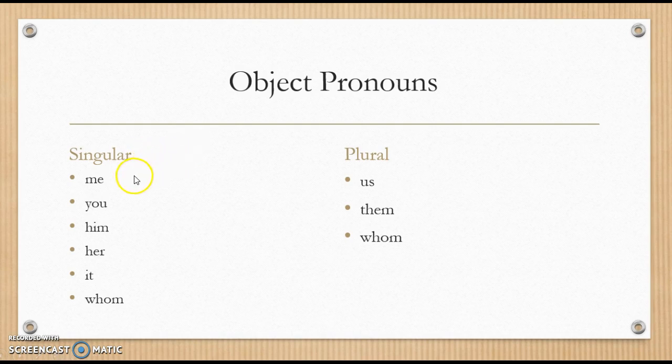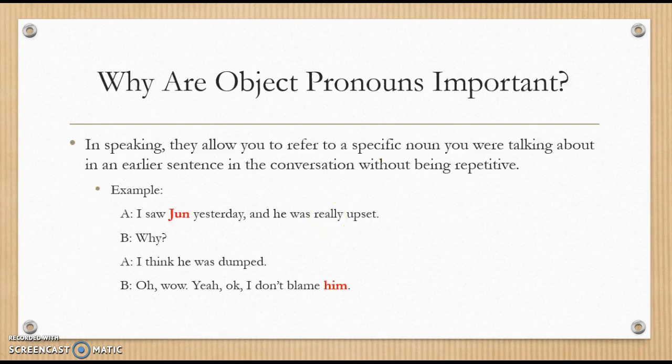So here are some examples of object pronouns. The singular object pronouns: me, you, him, her, it, whom, and in plural object pronouns we use us, them, and also whom. So why are object pronouns important? In speaking, they have the same function as a subject pronoun. It allows us to refer back to a noun earlier in our conversation or in our talk without being repetitive.